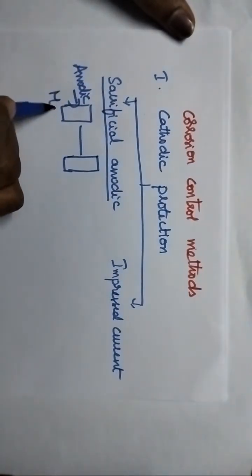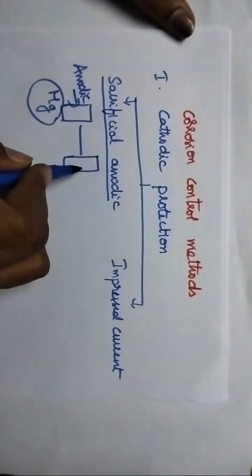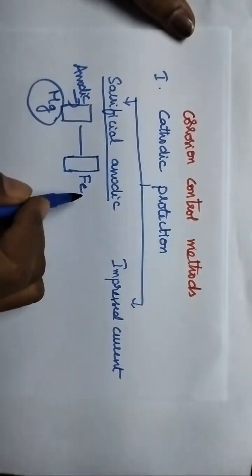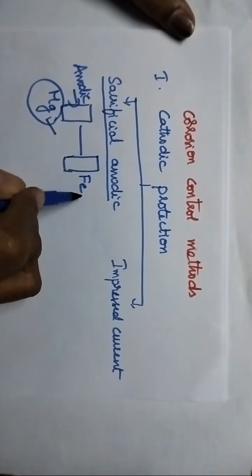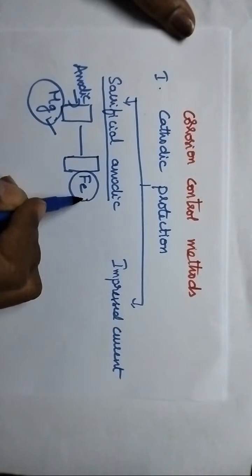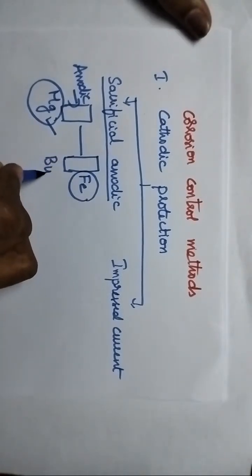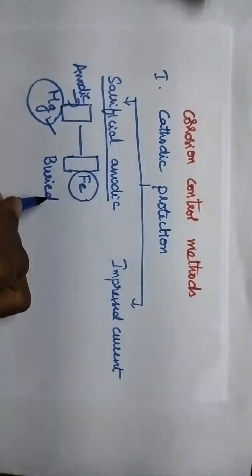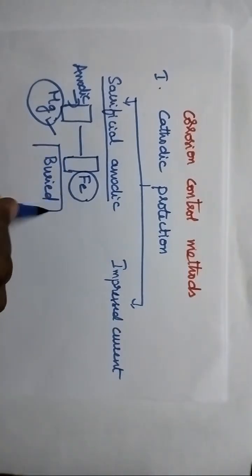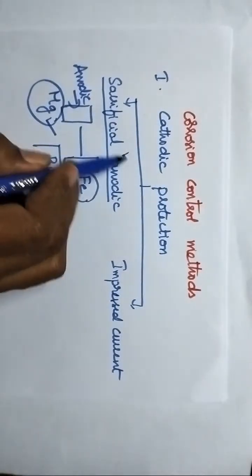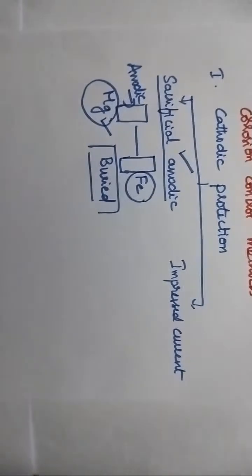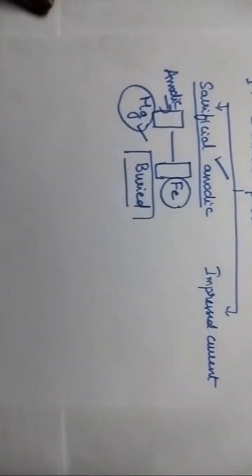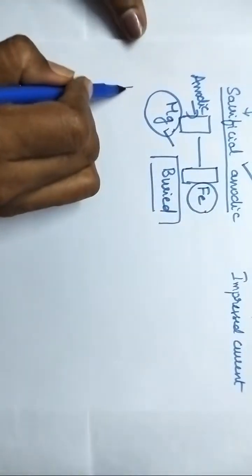Especially it will be connected to magnesium, and iron will be protected from corrosion. Since magnesium is anodic to the iron, this magnesium undergoes corrosion in order to protect the iron from corrosion. So especially buried pipelines and cable wires can be protected from corrosion through sacrificial anodic protection. And the ancient method to control corrosion is protective coatings.